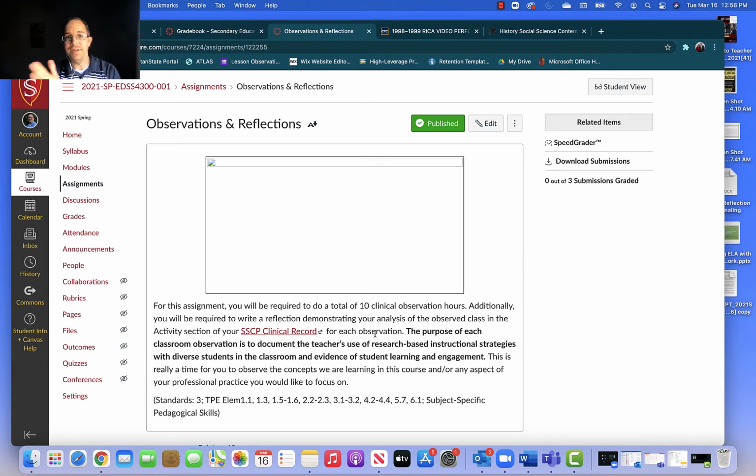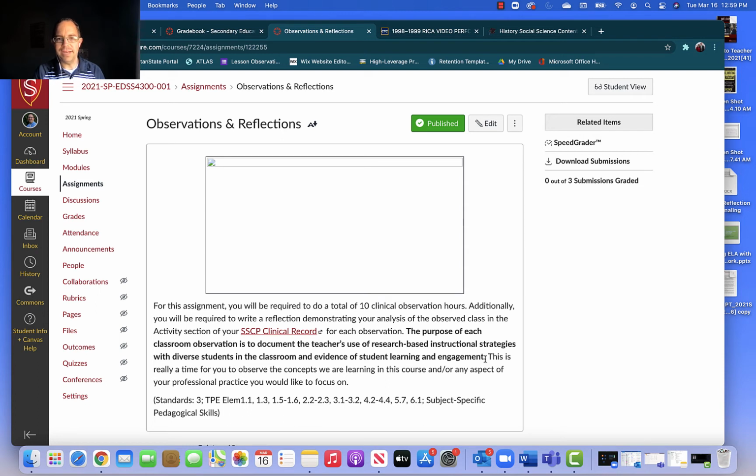The way we've mapped it out in our program is that you get a majority of those hours out in the field, and then you get part of those hours in each of the courses. So in 4300, you have 10 clinical hours to do. And those clinical hours are very flexible, right? And so you essentially could do, as we put here, the purpose is to observe and document a teacher's use of strategies with diverse students in a classroom and evidence of student learning and engagement.